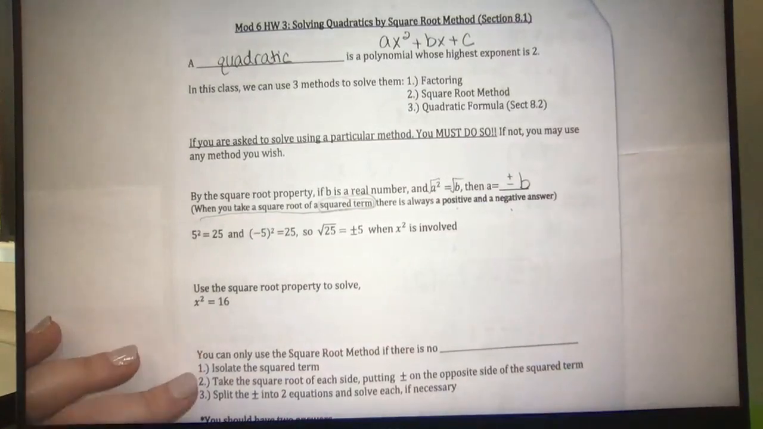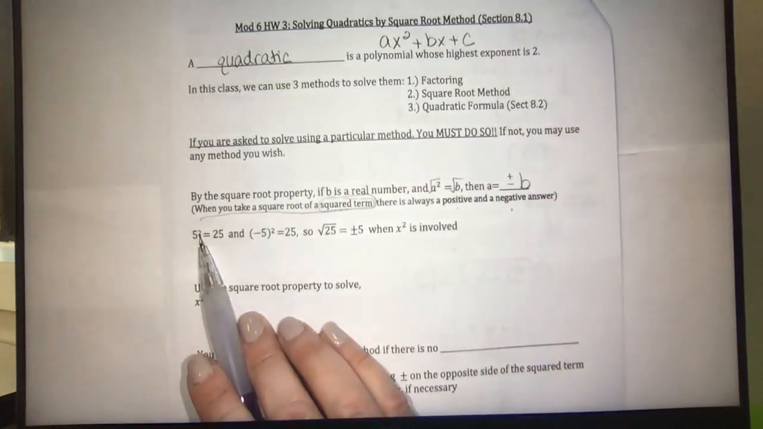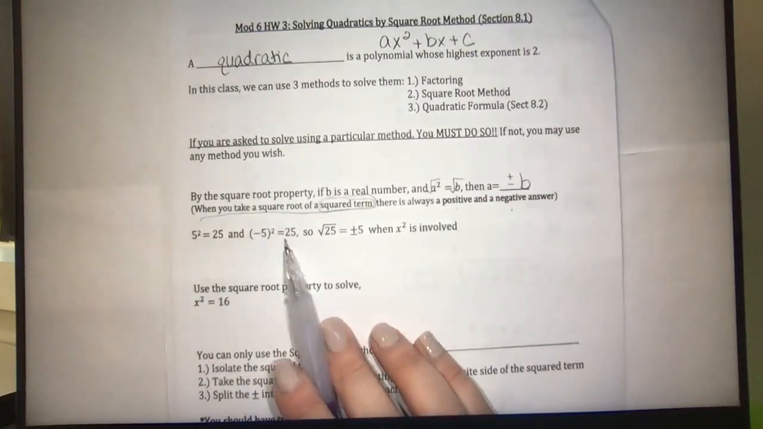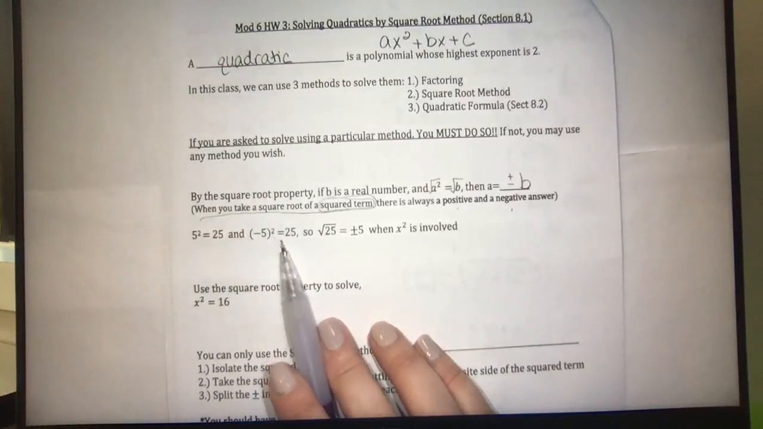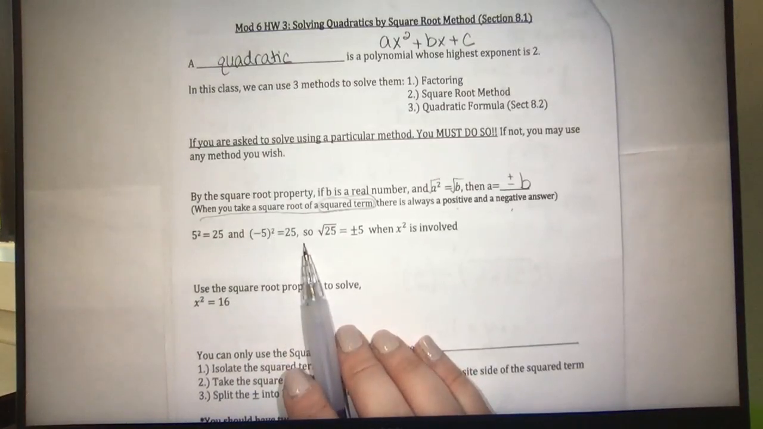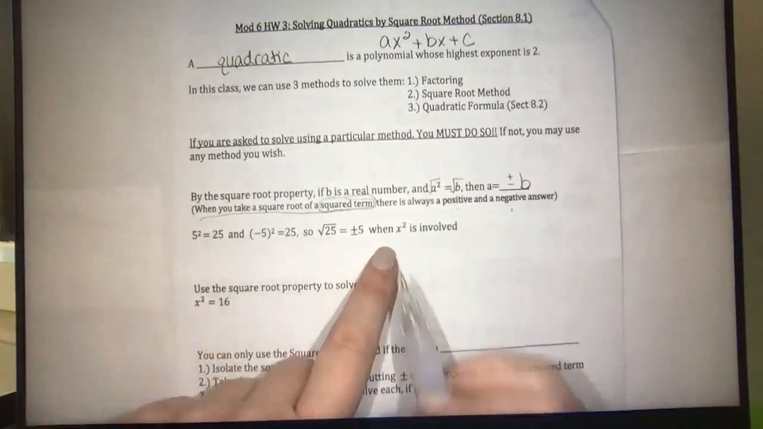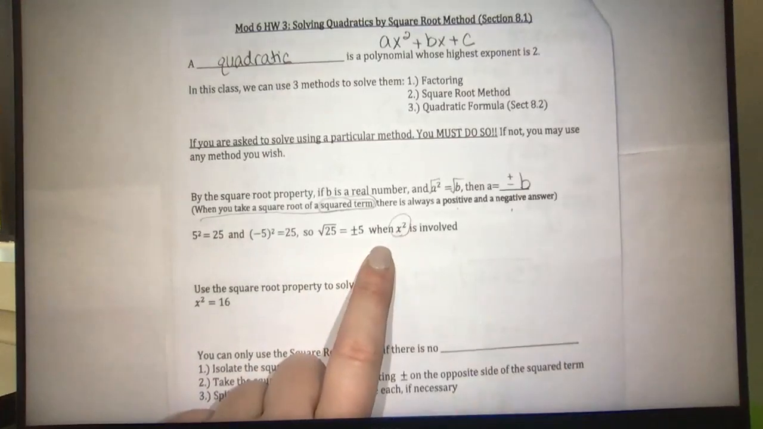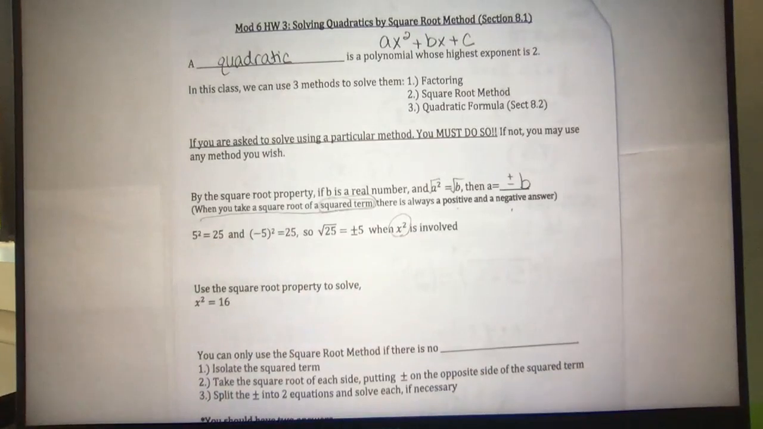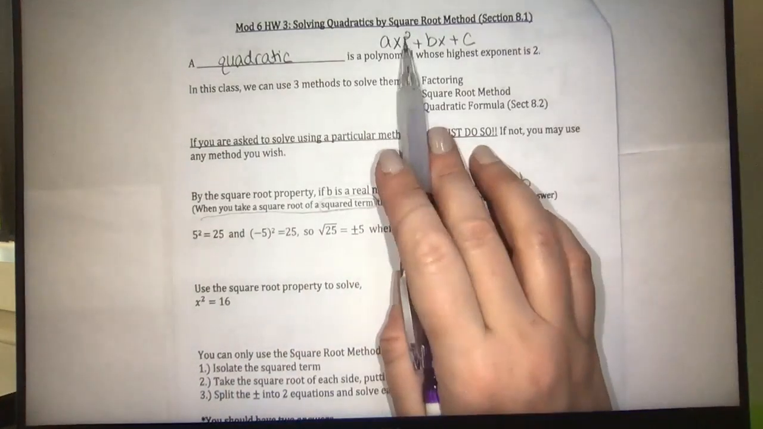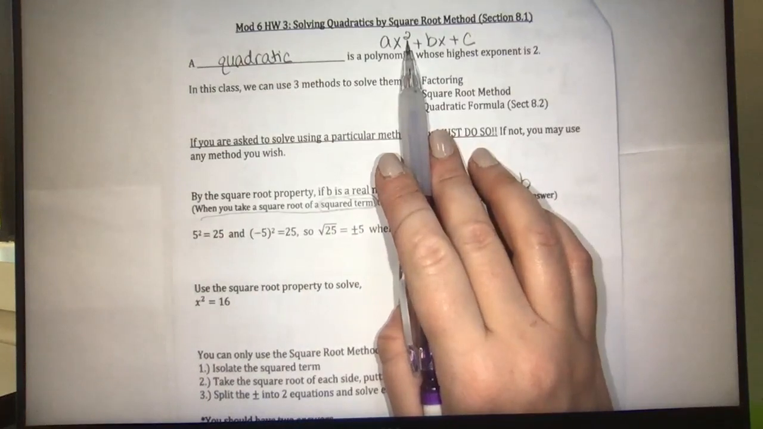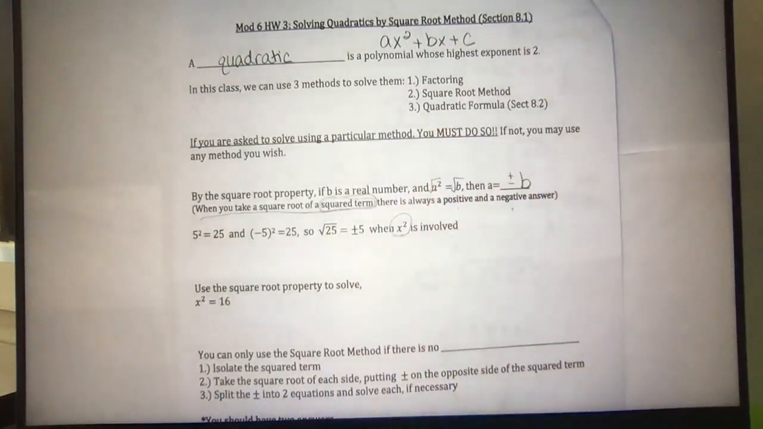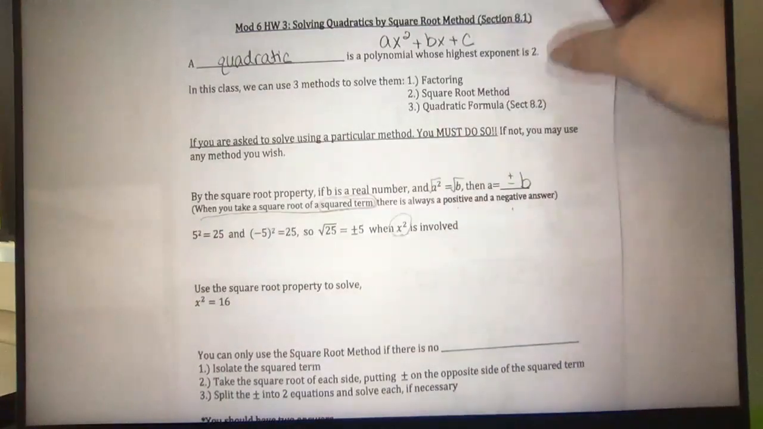So why is that? Well, think about that. Positive 5 squared is 25. Negative 5 squared, negative 5 times negative 5, is also 25. So that's why when an x squared is involved, you have to give the positive and the negative answer, okay? That also gives us 2 answers, because remember, if our highest exponent is 2, we need 2 answers. So that gives you the plus and the negative version. You get your 2 answers.